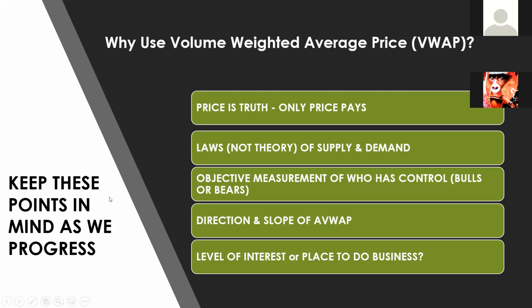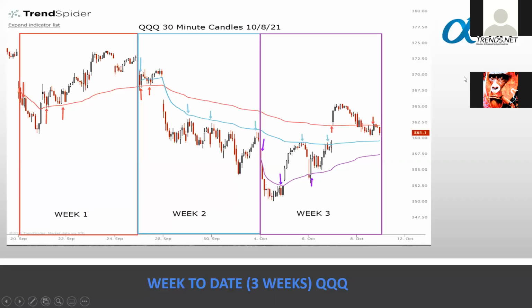So again, the direction of the volume weighted average price, the slope of the volume weighted average price, and where is the stock in relation to that volume weighted average price. What we're going to talk about a lot here is the bottom point: is it a level of interest or a place to do business? A lot of people will look at a 50-day moving average and say, I'm going to buy at the 50-day moving average. To me, I think it's more of a level of interest. We want to look at it on a shorter term time frame to see if the buyers are starting to step in. So I don't necessarily want to do business at these levels, but I want to be aware of them.